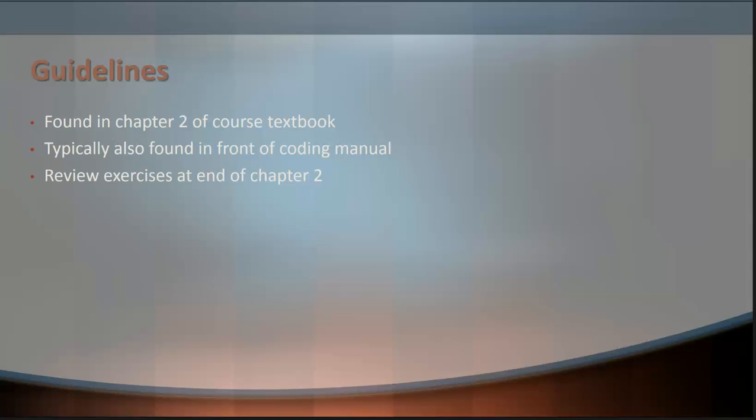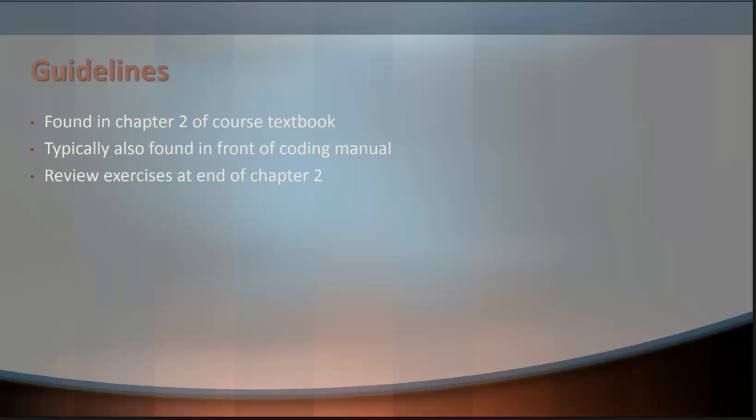Chapter 2 of your textbook begins talking about the guidelines. Sometimes it's hard for students to really fully grasp these guidelines because you haven't really coded with them yet. So it's important that you go back to Chapter 2 and Chapter 1 throughout the semester, because typically some of the guidelines become much more clear to you when you actually see them used based on your particular piece of documentation that you're coding.